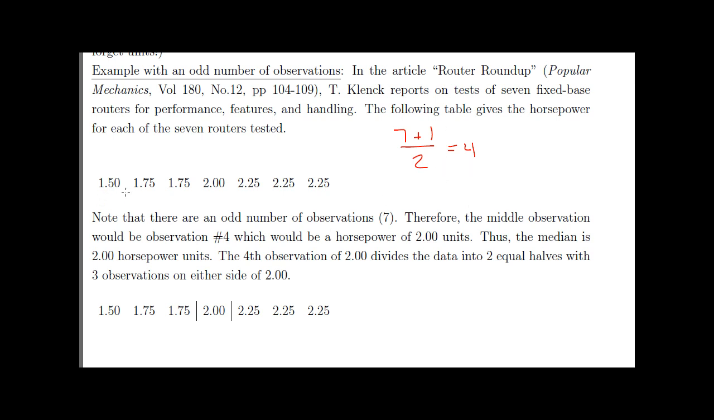So I count 1, 2, 3, 4. That's going to be my median. It's the 4th observation. And so I can check to make sure it is the median. I have 3 observations below the median and 3 observations above the median. 3 and 3. Okay, so that is the median.